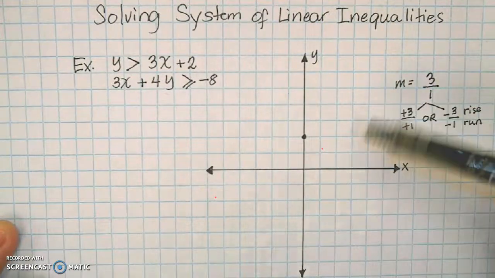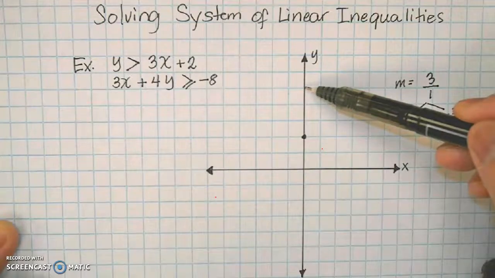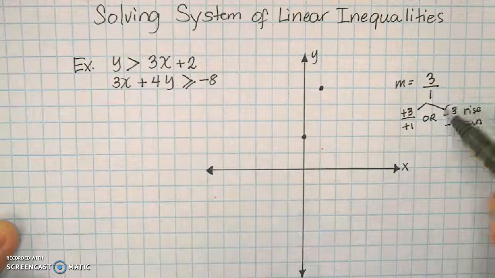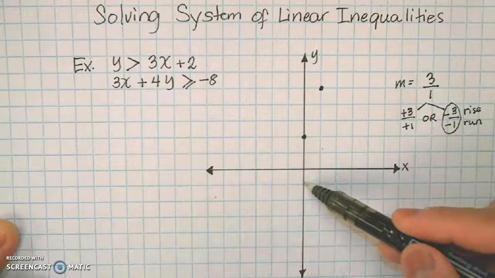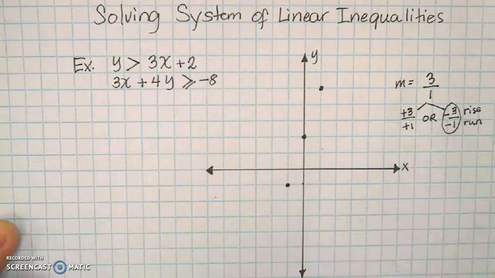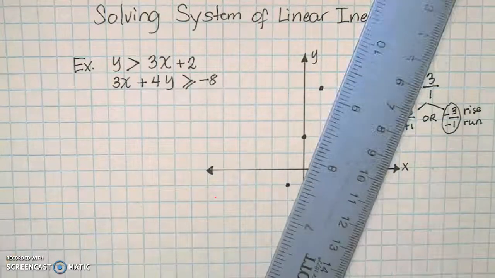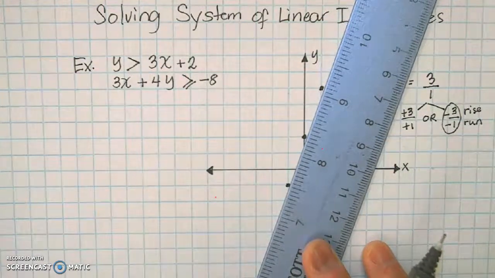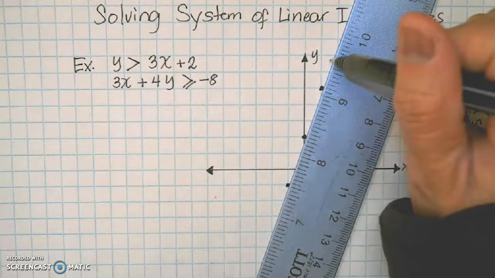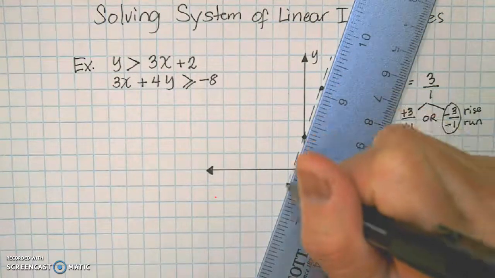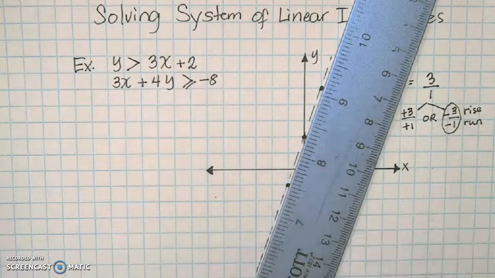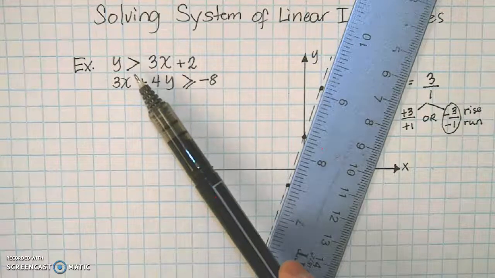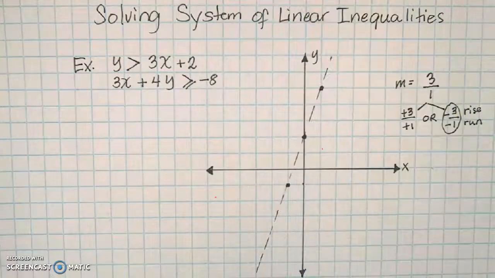So from here, if I rise 3, then I run 1 to the right because that's positive 1 run. If I use this, I need to go down 3 units and then to the left 1. We're now going to get our ruler and connect the dots. For this one, we're going to use a dotted line, because your inequality has no equal sign at the bottom. So that means that your line is dotted.